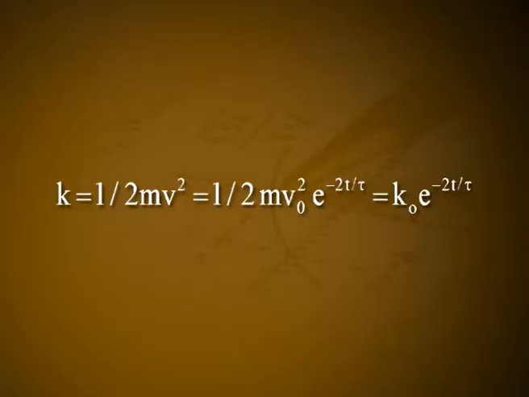The kinetic energy of the particle at any instant is K. K is equal to 1 by 2 m v square, which is equal to 1 by 2 m v0 square e raised to minus 2t by tau, which is equal to K0 into e raised to minus 2t by tau. Hence, kinetic energy also decreases exponentially with a relaxation time tau by 2, which is half that for velocity. This is because kinetic energy is proportional to velocity square.